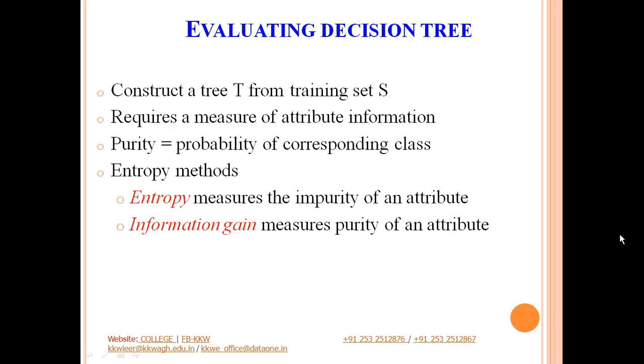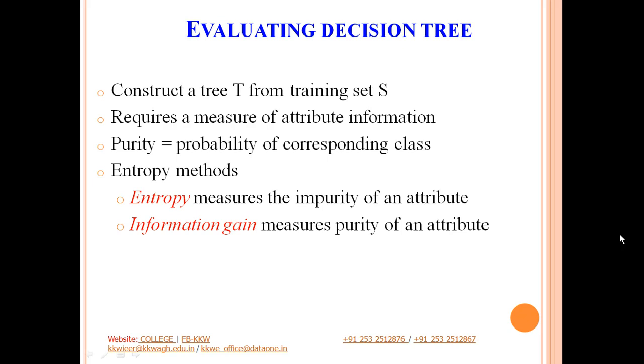Now these 2 terms are basically related to the concept of purity. Now what is purity? Purity is nothing but the probability of a corresponding class. Now we all know what probability is, and anyways I am going to explain properly what entropy means and what information gain means. So for now just remember, entropy is a measure of impurity of a particular attribute, whereas information gain is the reverse. It measures the purity of a particular attribute.